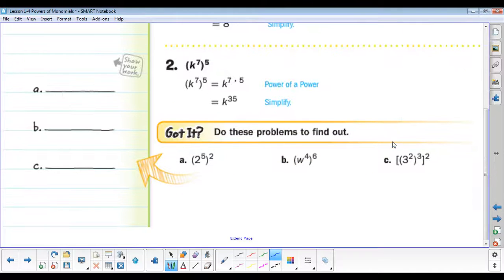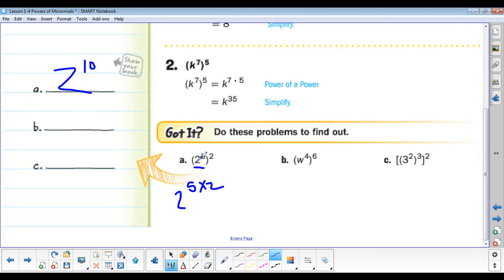Okay, so let's go to the got it, A, B, and C. Notice we have a power being raised to a power. All we have to do is multiply those exponents. How easy is that? 5 times 2 is 10.